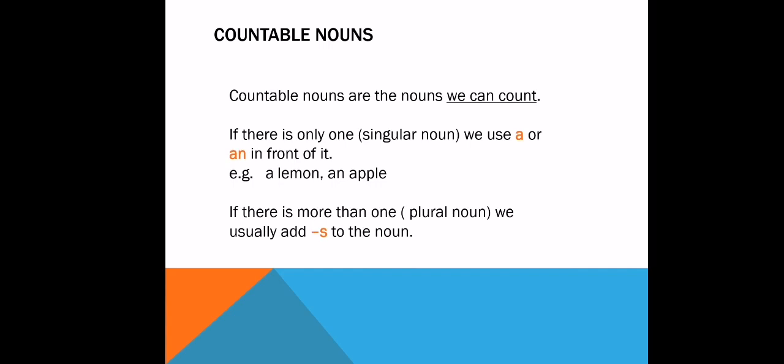Next. If there is more than one, we refer to it as plural. If it's more than one, we usually add s to the noun. For example, apples or lemons. The word apple, we put s, so it indicates it's more than one apple. And so that's the lemons.